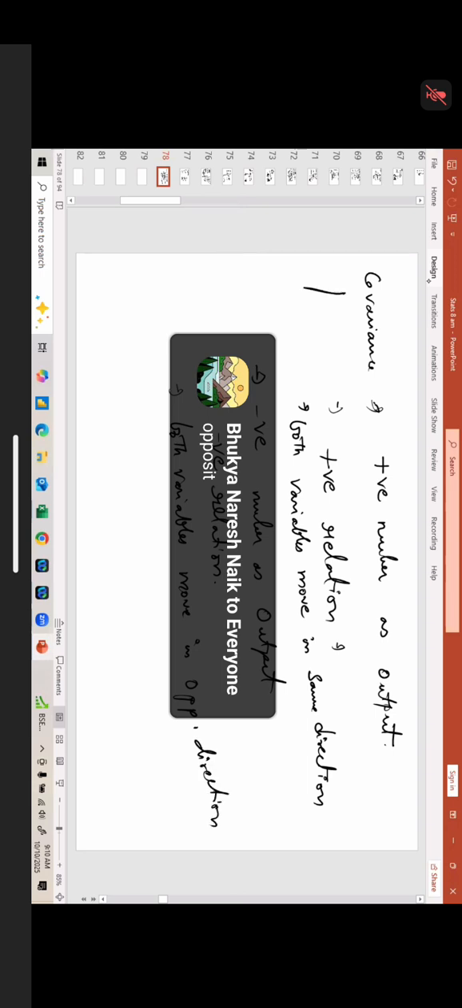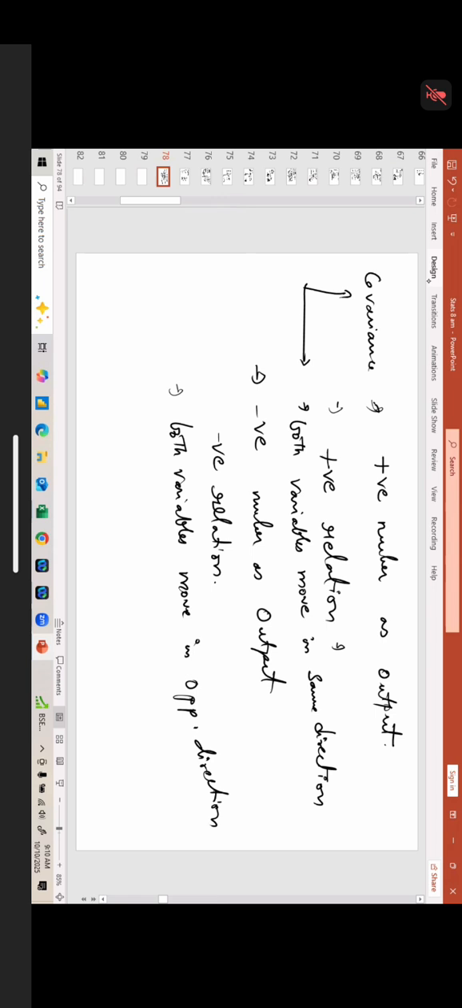Same direction means both the variables are directly proportional to each other. If one increases, the other also increases. On the x-axis and y-axis, the line looks like this. Next, both moving in opposite direction means they are inversely proportional. If one increases, the other decreases. If the x-axis increases, the y-axis decreases. Is this understood?